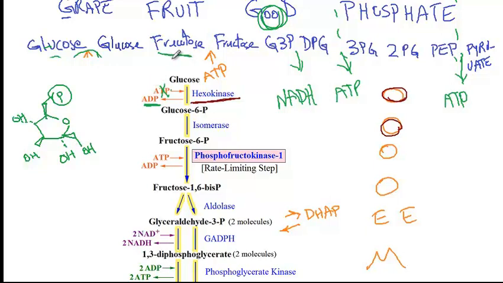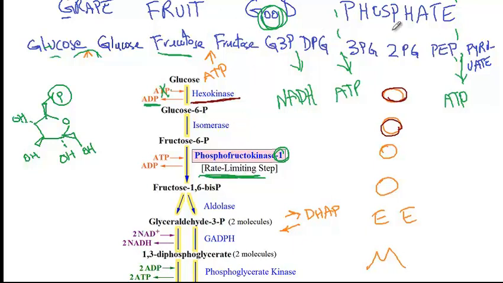The next reaction is conversion of fructose 6-phosphate into fructose 1,6-bisphosphate, and this is being carried out by the phosphofructokinase 1 enzyme, which adds a phosphate group to carbon 1 of this group, and this is the rate limiting enzyme of the glycolysis pathway.